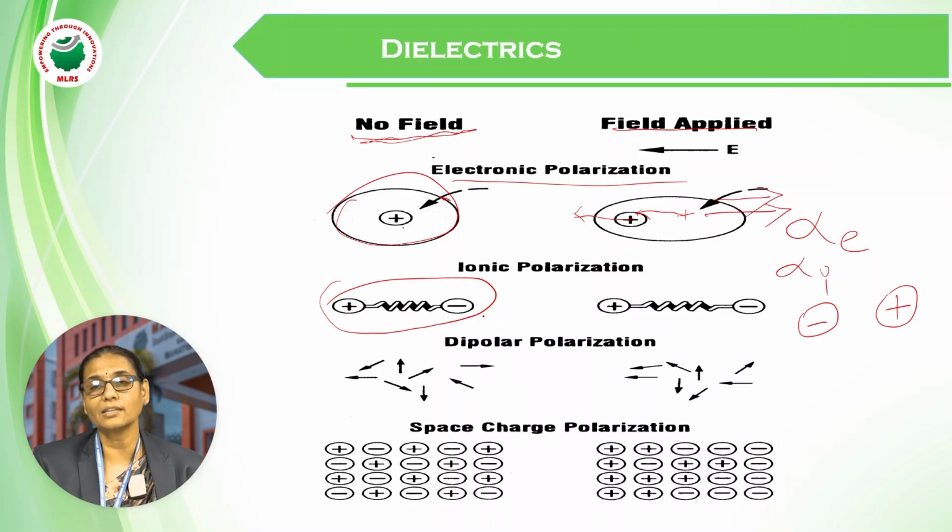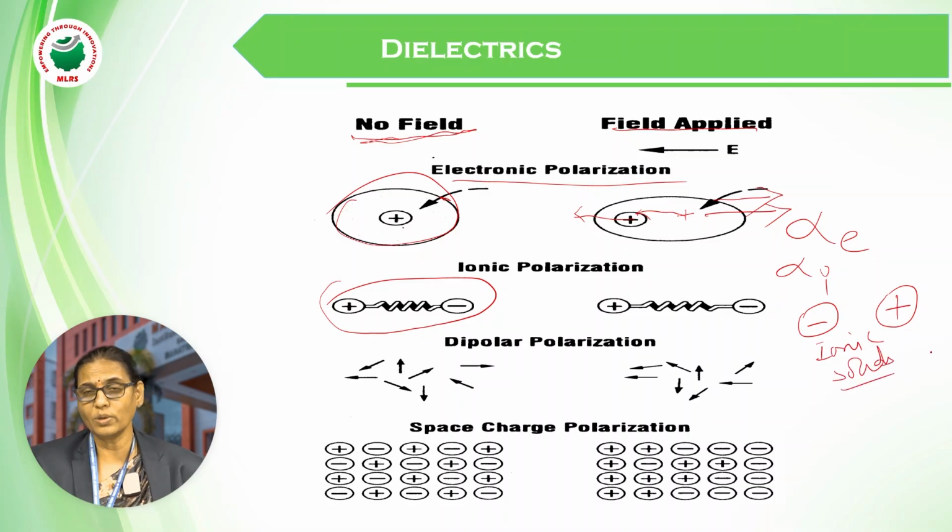That is defined as ionic polarization. One speciality of ionic polarization is that it occurs only in ionic solids. In other solids, covalent solids or any other solids, it does not take place. It takes place only in ionic solids. That is alpha I. Now, the third one, that is dipolar polarization or orientation polarization.